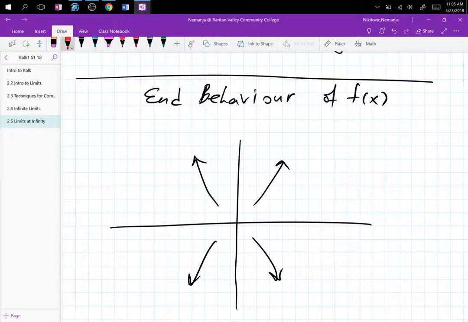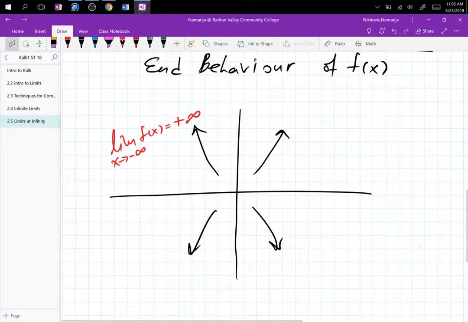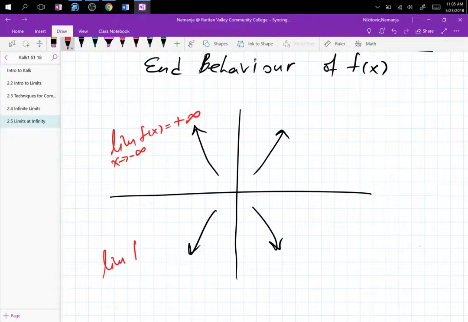So this one is defined as the limit as x goes to negative infinity of f of x, which gives us positive infinity because it goes up. And the one on the bottom is the limit of f of x that gives us negative infinity as the answer as x goes to negative infinity, because it looks downwards towards negative infinity. So that's why negative infinity is the answer for this.